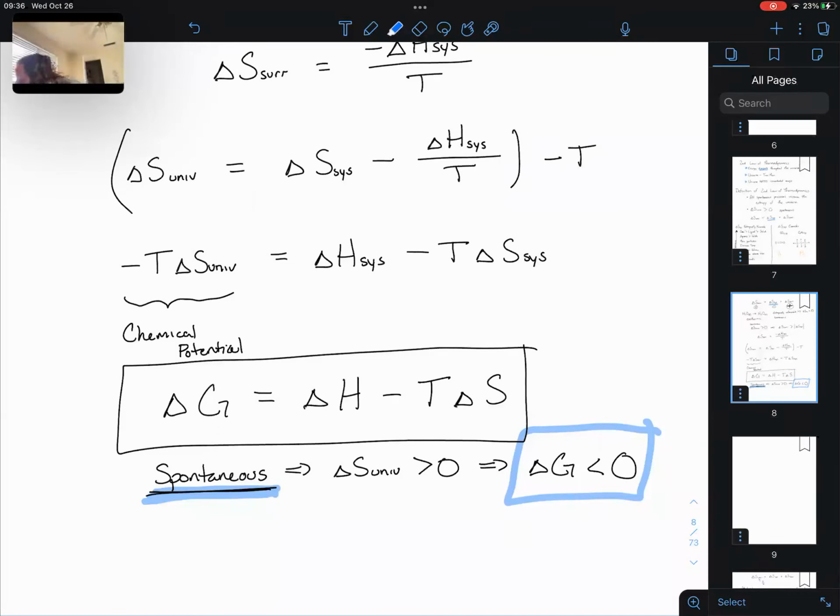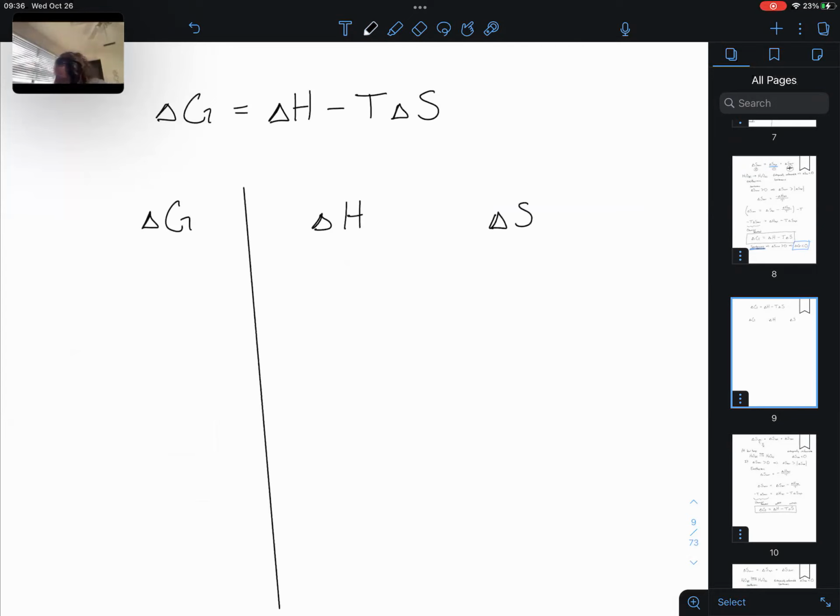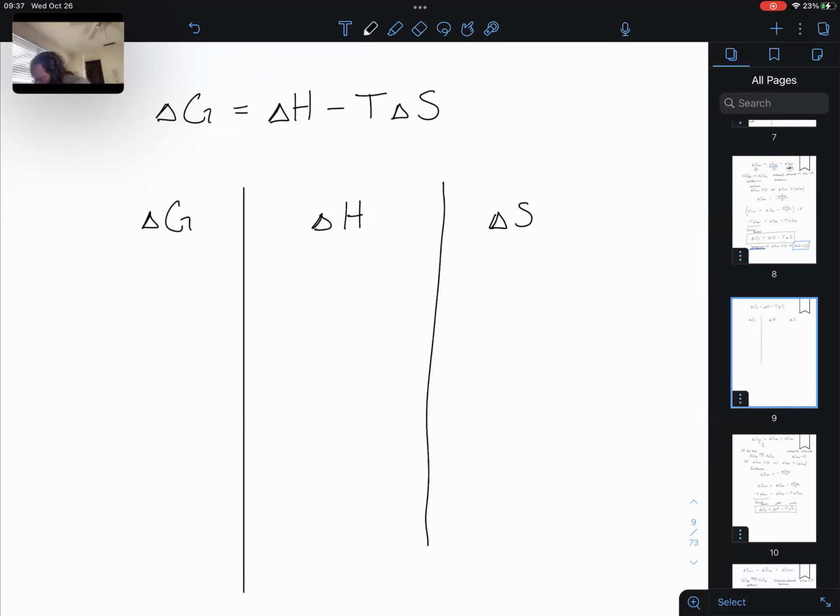All right, so now we're going to take that formula and start thinking about the different values that delta H and delta S could be. So here's my formula. What I want to do is build this table where I say, for a given sign of my enthalpy and entropy, what is going to be the sign for delta G?